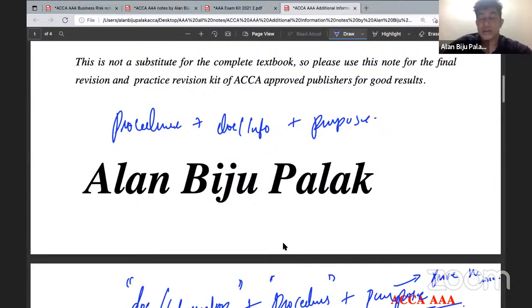Then review the draft accounts to ensure that the disclosures for dash are complete and accurate and are in accordance with accounting standards.